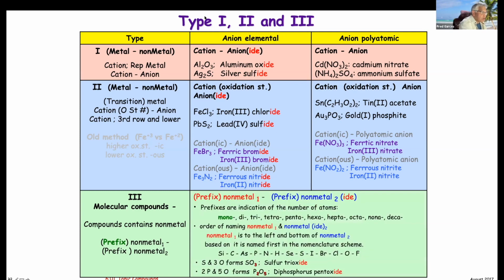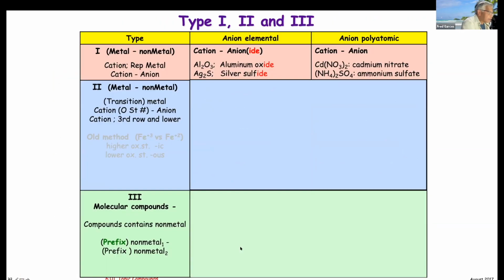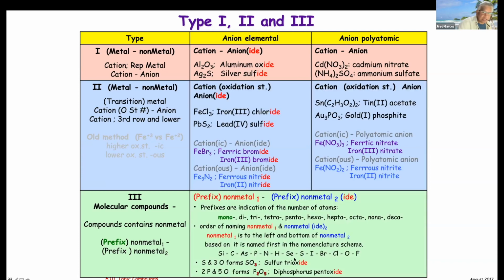Let's take a look at the third one. For the last one, it's pretty easy. You just give the prefix, how many, the non-metal one, the prefix, how many, and non-metal two. Like for example, this right here, P2O5, it's phosphorus and oxygen. There's 2 phosphorus, so you say diphosphorus.